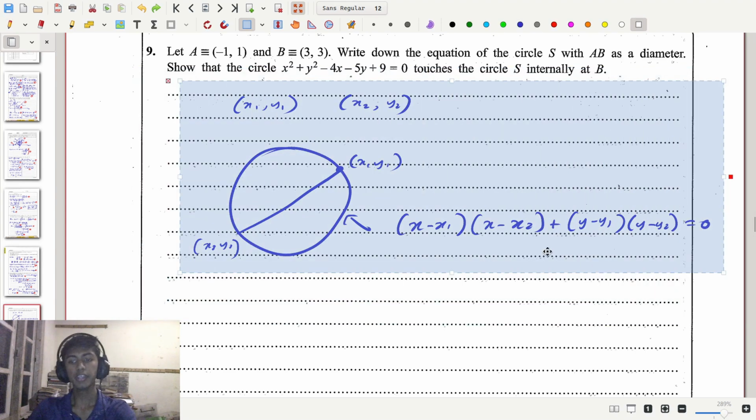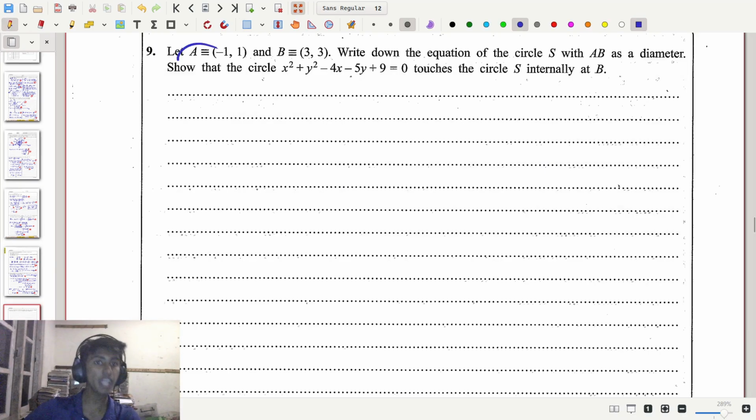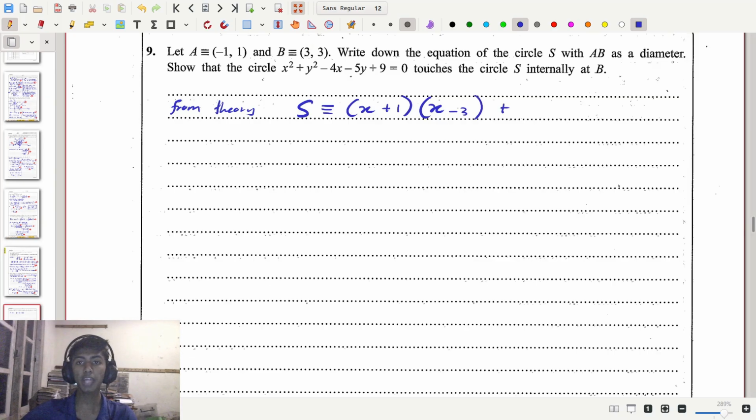In this particular case, since AB is a diameter of the circle S, the points A and B are the endpoints of the diameter of S. Therefore, if we substitute these two points into the formula, we get the equation of the circle S. So from theory, the circle S is given by (x minus x1), where x1 is -1, so x minus -1, which is x plus 1, times (x minus x2), where x2 is 3, so x minus 3, plus (y minus y1), where y1 is 1, so y minus 1, times (y minus y2), where y2 is 3, so y minus 3, equals 0. Therefore the circle S is given by this equation.